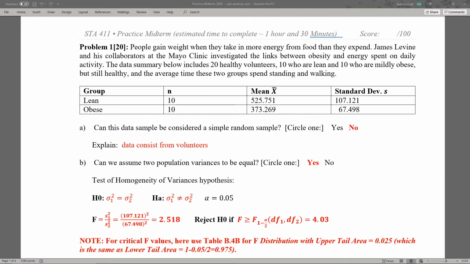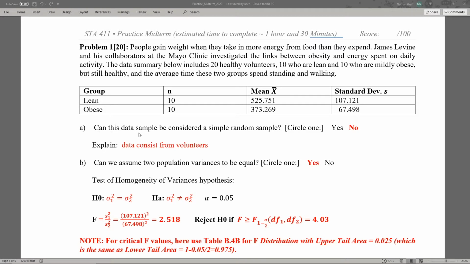So in question 1, we're given information about a study conducted by those at the Mayo Clinic, in which they're investigating the relationship between obesity and the energy spent on daily activity. Here we have a table with some summary statistics about the investigation. Here we see that there are two groups, one lean and one obese, with observations from 10 volunteers per group, and the response variable is the average time spent standing or walking. So let's go ahead and look at the first part.